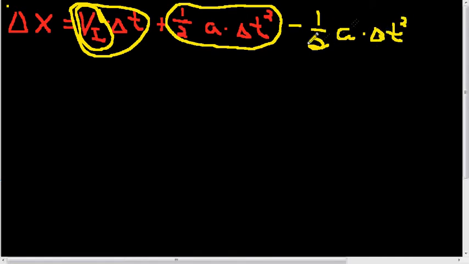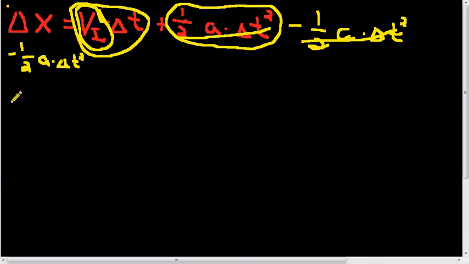Alright, whatever we do to one side, we also have to do the other. So on this side, there's also going to be a negative, or a subtraction of 1/2 a delta t squared. Alright. On the right side, we have 1/2 at squared minus 1/2 at squared. All of this cancels out.